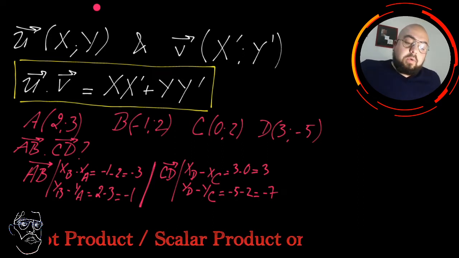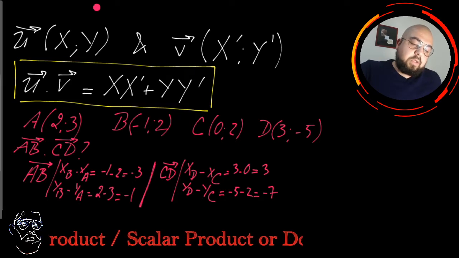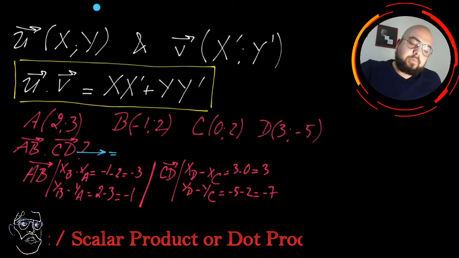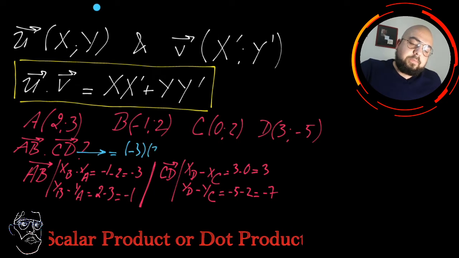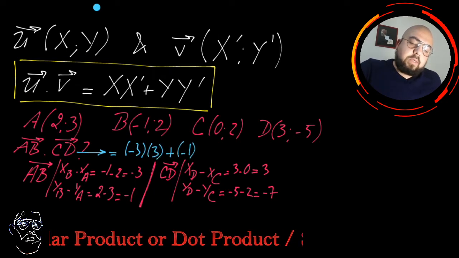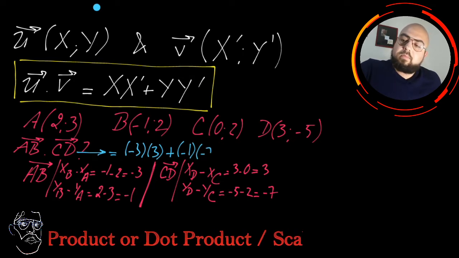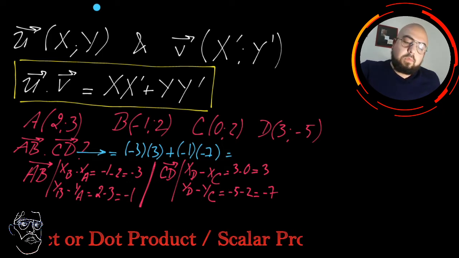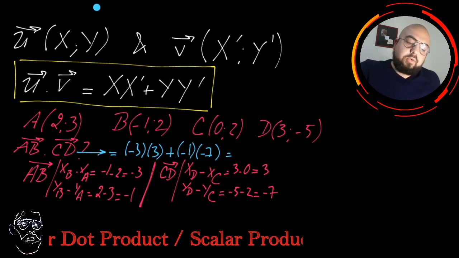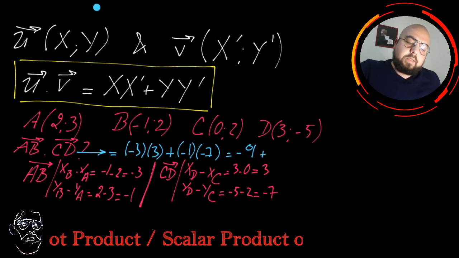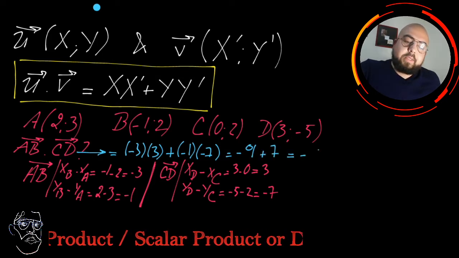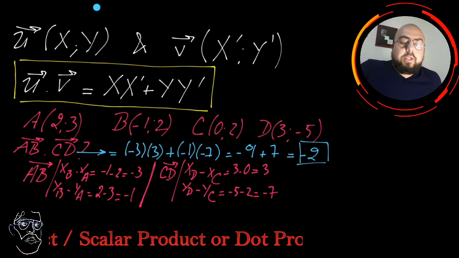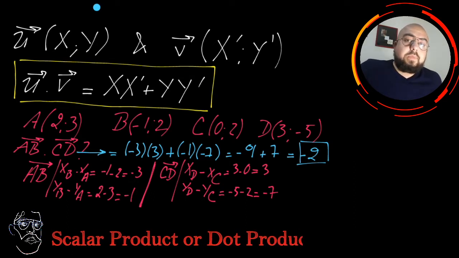Alright, now for the scalar product, I'm gonna use another color. We can say that this scalar product is actually equal to -3 times 3 plus -1 times -7. So it's equal to -9 plus 7, so it's equal to -2. So this is how you calculate the value. So it's x times x prime plus y times y prime in order to calculate the scalar product. Now this was one method.